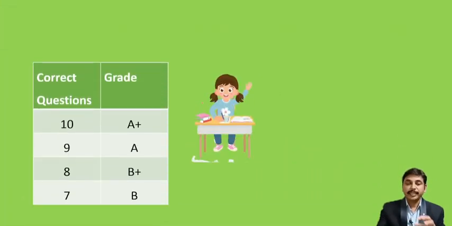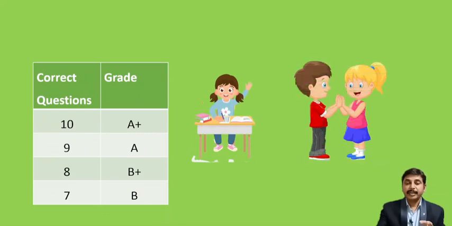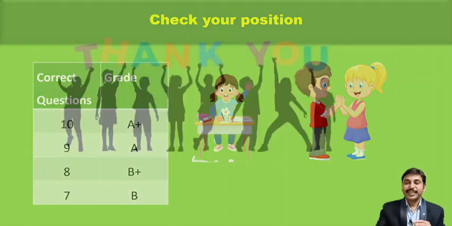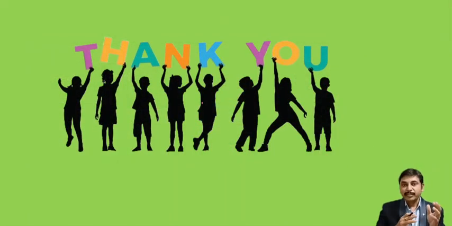If you got all 10 correct, then A plus. Then if you got 9 correct, then A. 8 correct, B plus, and 7 correct, B. So those who got A plus and A, raise your hand and give me high five, my dear friends. Yes. Okay, so in this way we have seen how we can multiply 3 digit number by 11 and 4 digit number by 11.